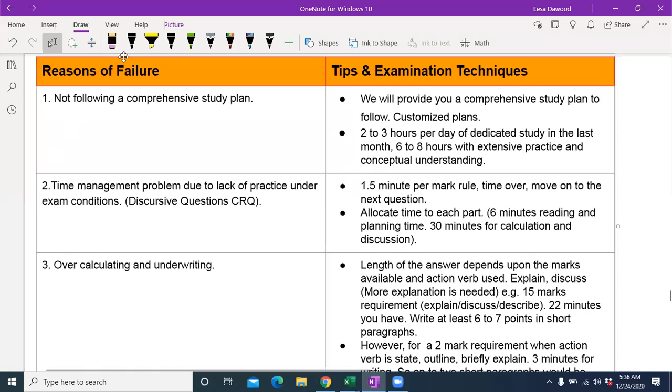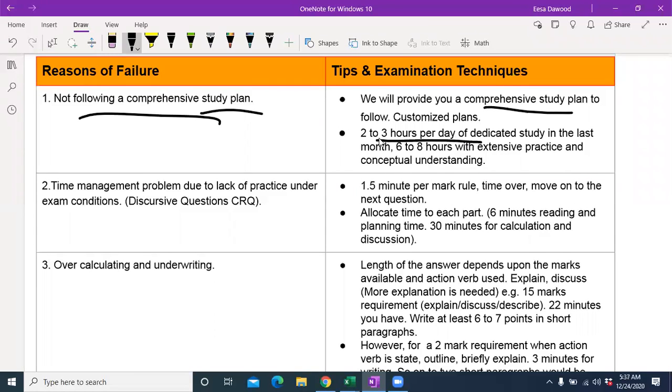Reasons of failure: not following a comprehensive study plan, and not going to an institute that actually provides you the study plan and instructs you right from the start. So I'll provide you the comprehensive study plan. Usually for a very good person who has passed the F2 exam or MA2 exam with flying colors, he can do 2 to 3 hours.